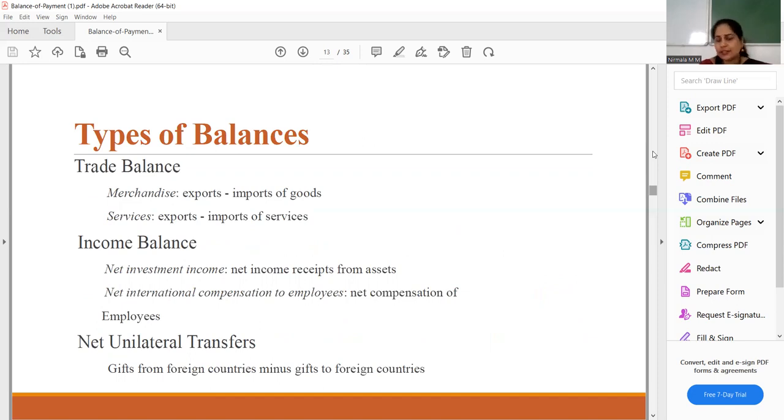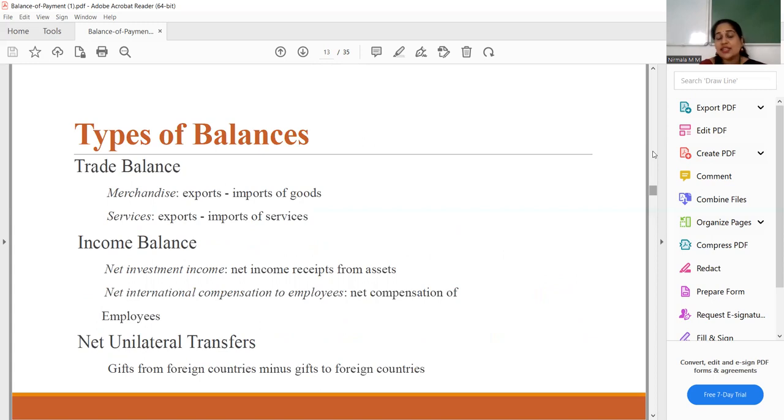Trade balance is basically the merchandise exports and merchandise imports, that is, the export and import of both goods and services. Income balances are the net investment income, that is, net income receipts from assets, and net international compensation to employees, that's basically net compensation of employees.